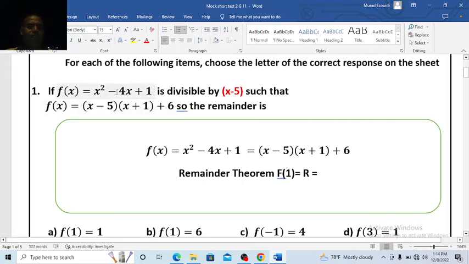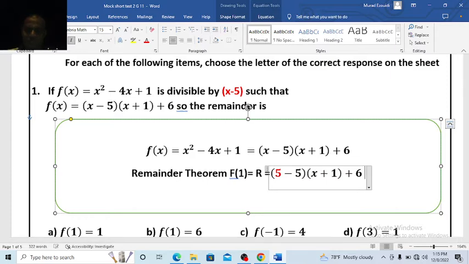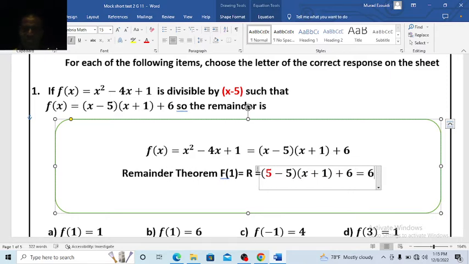Therefore x minus 5 will be 0. I will write it again. Here x is 5, so I write 5. I color this because I replace x with 5 in your original function. You will get 5 minus 5 is 0, multiplied by x plus 1 is 0, plus 6. So the last one should be equal to 6.